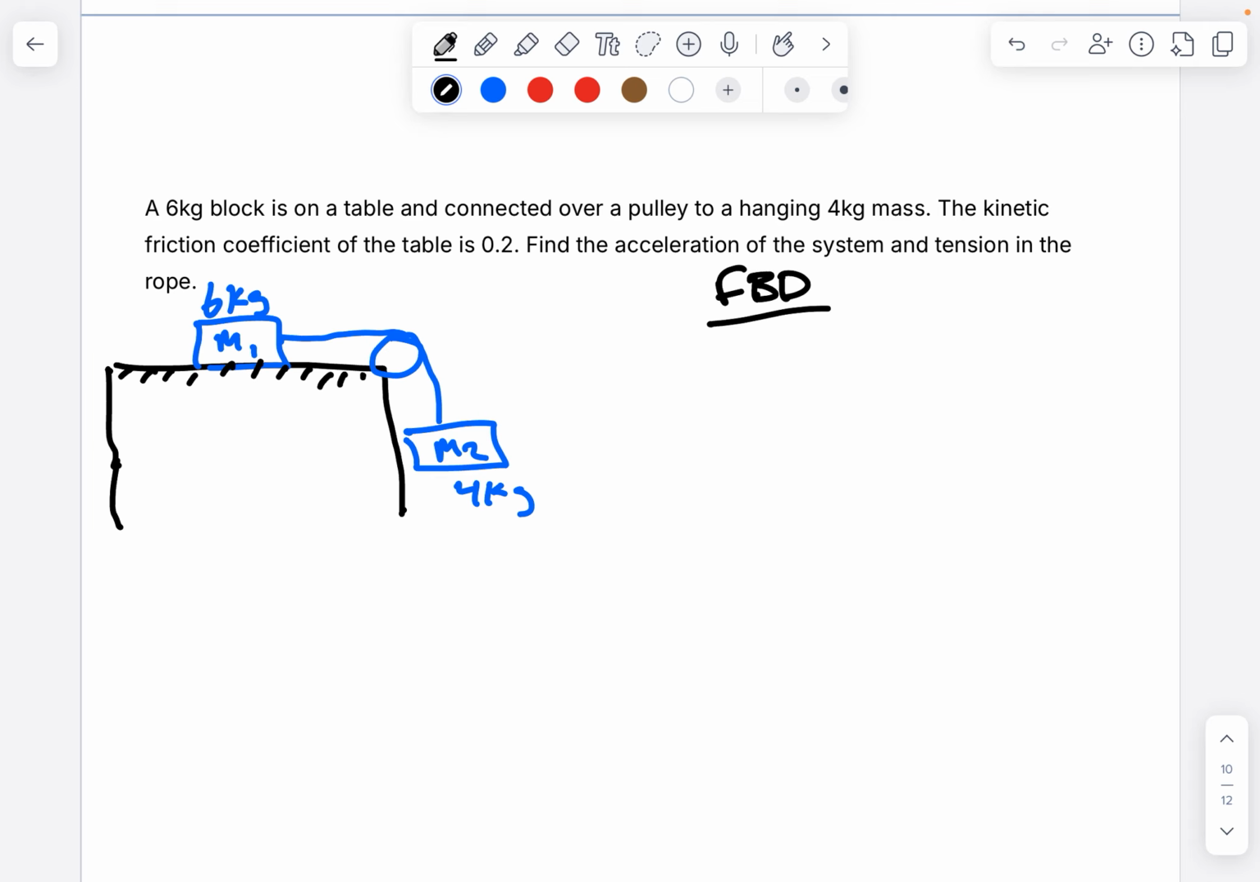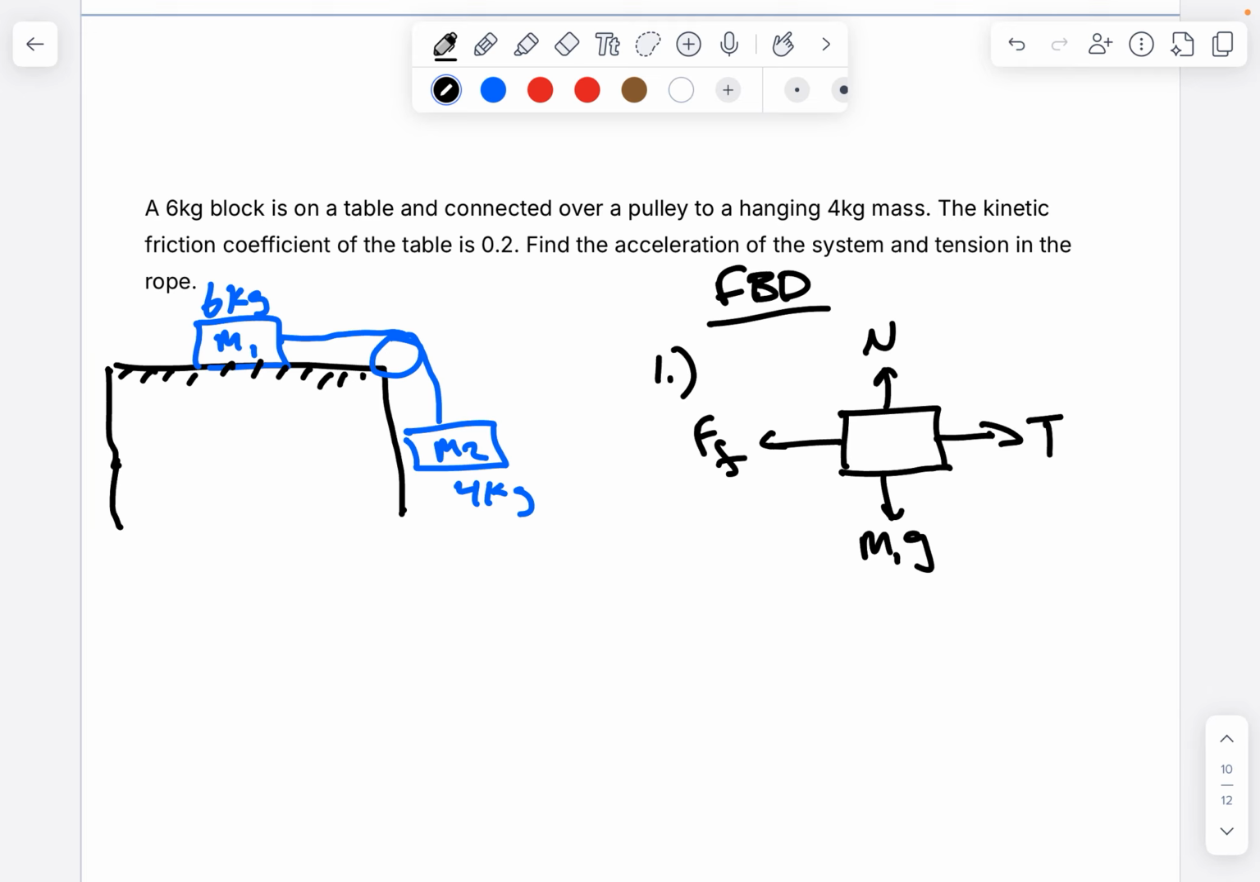So for the first mass, I have our element. I have tension pulling the rope to the right. We know that there's friction in this problem because there's a kinetic friction coefficient. So I'm going to say friction force to the left. We have our weight force, which is m1g, and we have our normal force. Oh, this is tension.